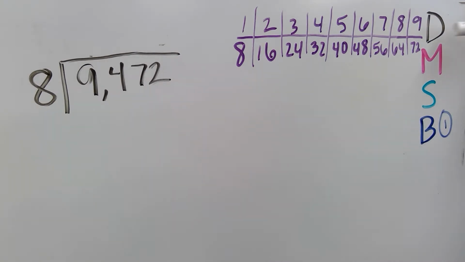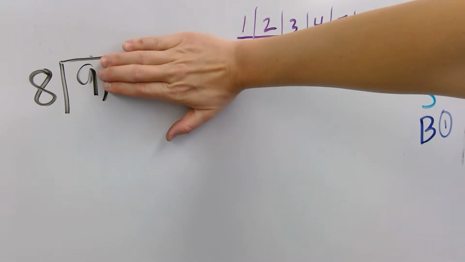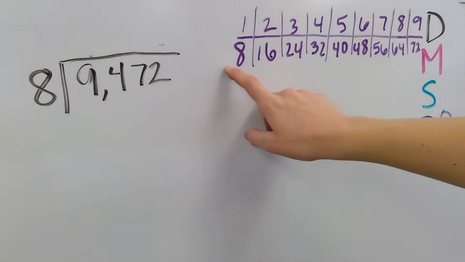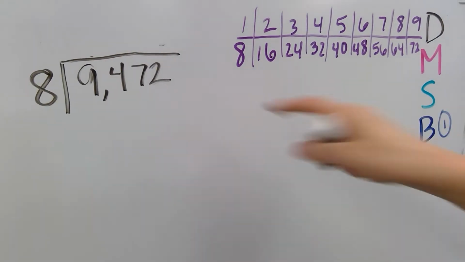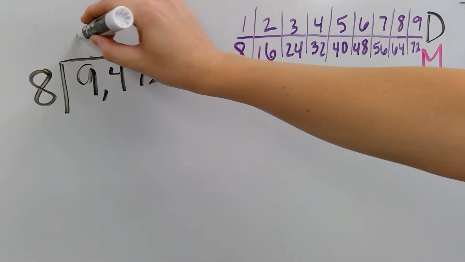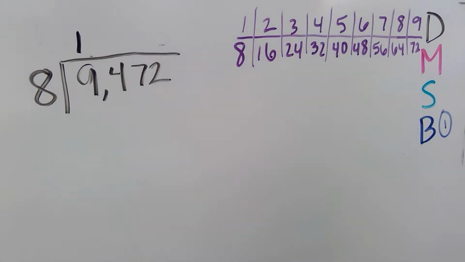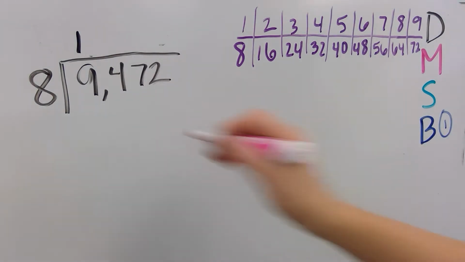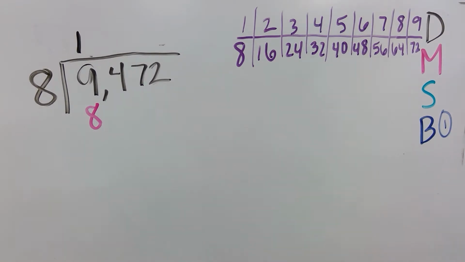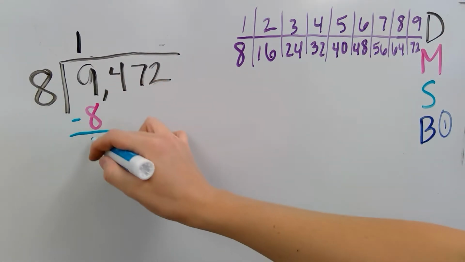My first step is to divide. I'm only looking at the first number. How many times can 8 go into 9 without going over? So I look at my multiples chart. Well, 8 is less than 9, so it can go into it 1 time. Now I multiply. 1 times 8 is 8. I can subtract. 9 minus 8 is 1.